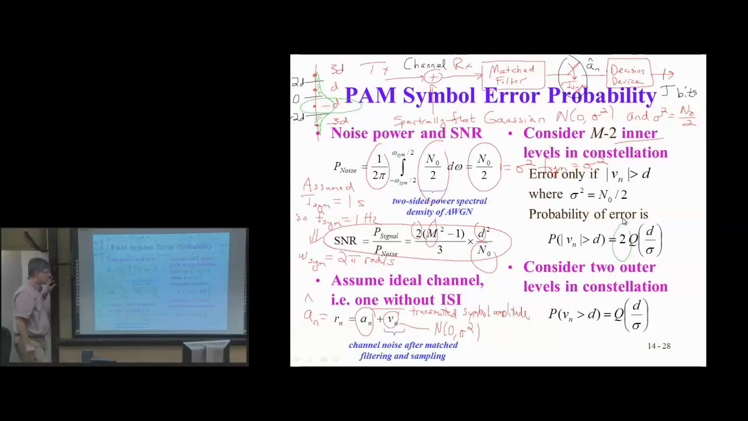Now, for the outer constellation levels, I only get into trouble in one direction. I have a lower probability of error, and this is where I would want to put, if my bits had more meaning, the more important bits, mapped to 3D and minus 3D. Now that means I'm going to put more symbol power into the transmission, which means I have higher SNR and lower probability of making a mistake. So I can only make a mistake at an outer level in one direction, so my probability of error is just the Q function. So it's half the probability of error of an interior point.